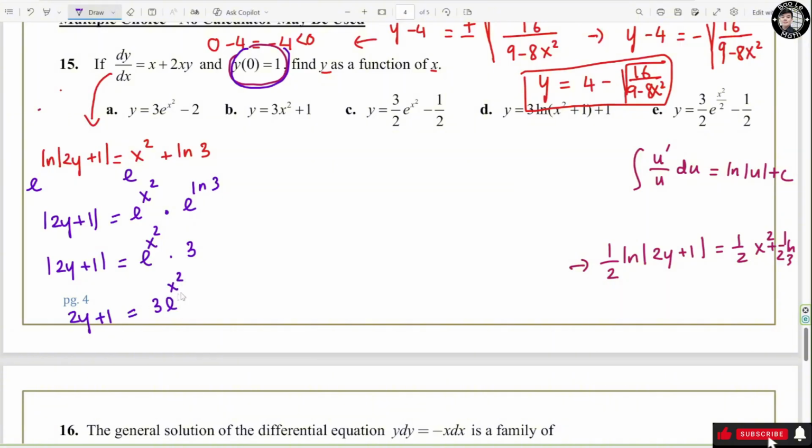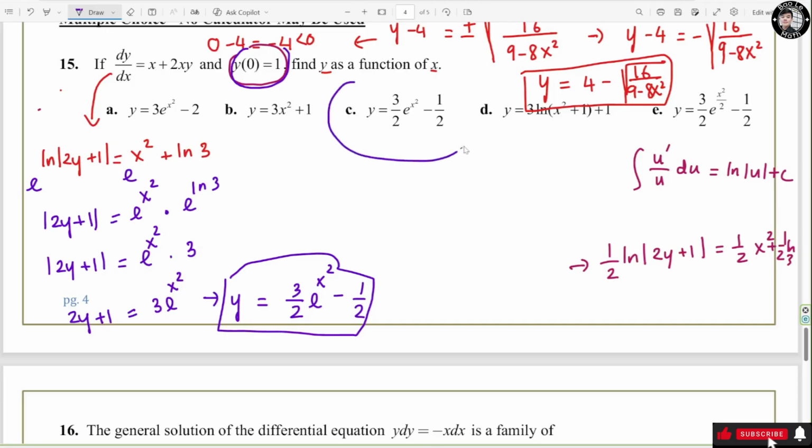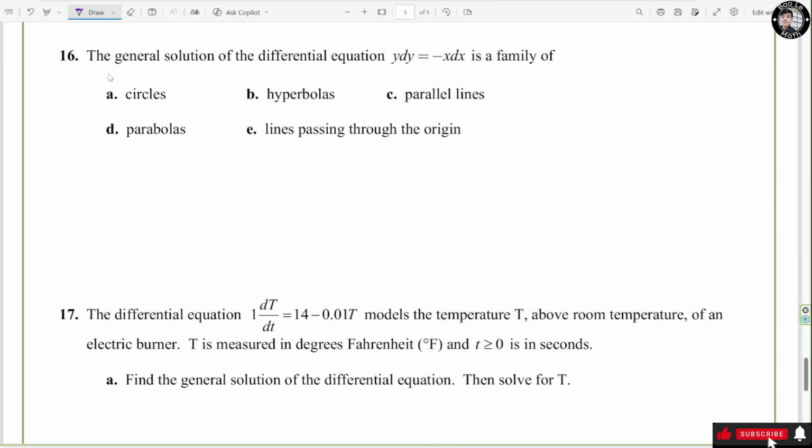Now I'm going to subtract 1 from both sides and divide both sides by 2, so y equals 3/2 e to the s squared minus 1 over 2. This one is the final answer, right? So the answer choice must be C. Now let's move on to question 16.